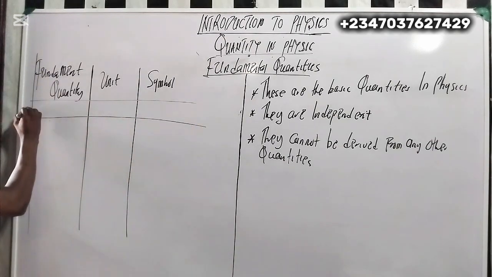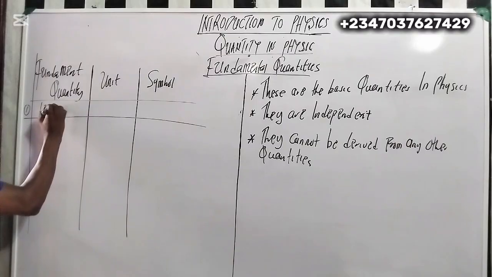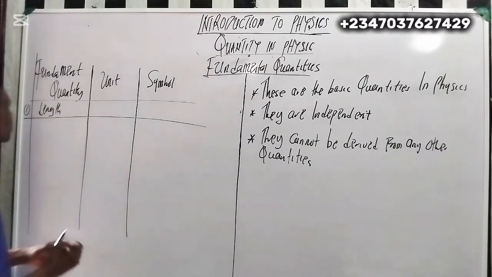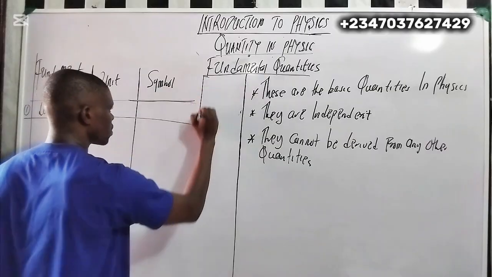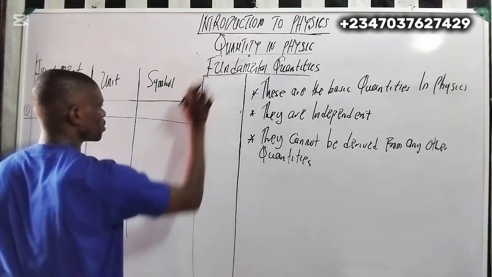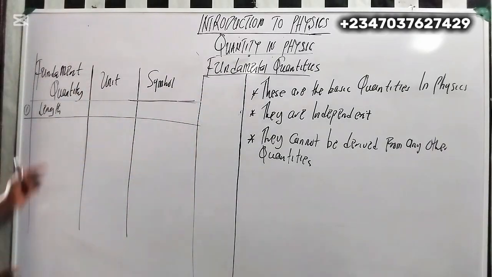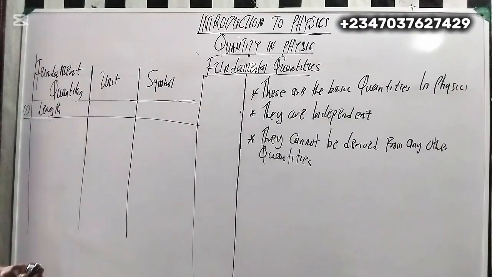The first one is length. Now, the first quantity in physics is length. The unit is meter.